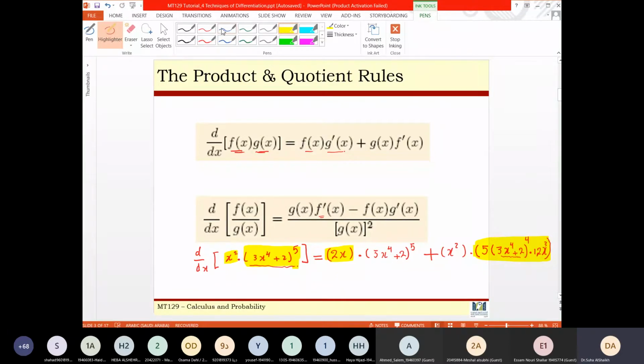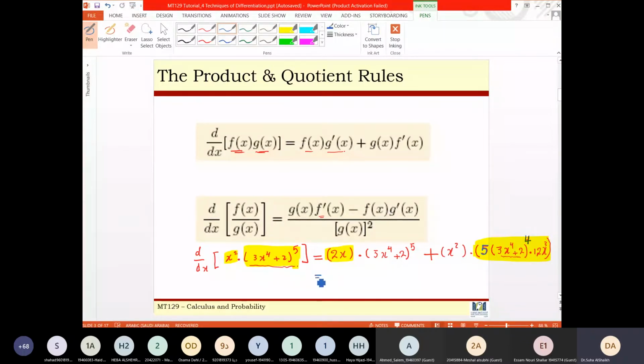So the derivative of this is 5 times the bracket to the power 4, multiplied with the derivative of what's inside, meaning the derivative of 3x^4 plus 2, which is 12x^3. And this will be our derivative.